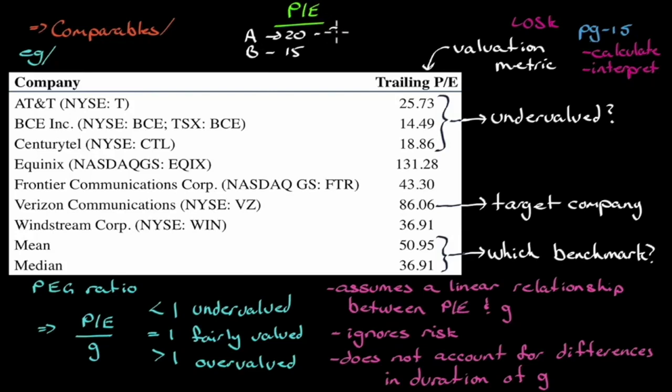But it's going to grow at 20% for 3 years, and then it's going to grow at 5% thereafter, whereas Company B is going to grow at 15% for 15 years and then drop to 10% thereafter. Suddenly, B should be valued higher because of the duration of its growth: 15% for 15 years, versus 20% a year for 3 years dropping to 5%. The PEG does not account for differences in the duration of growth.